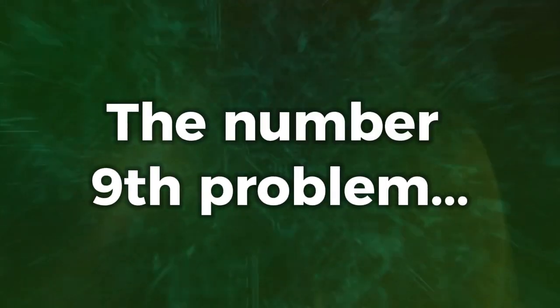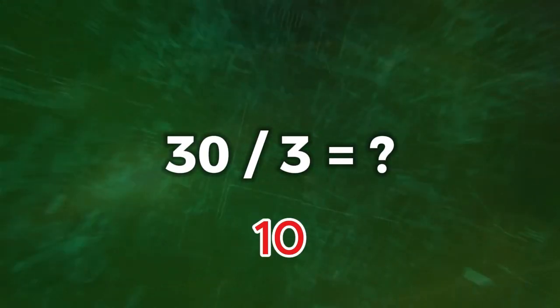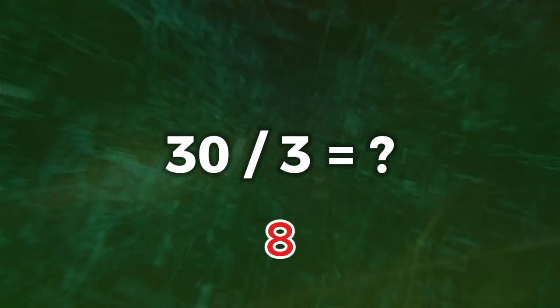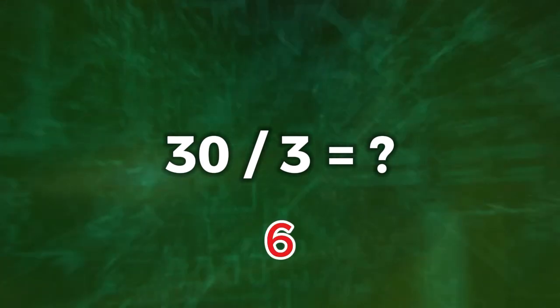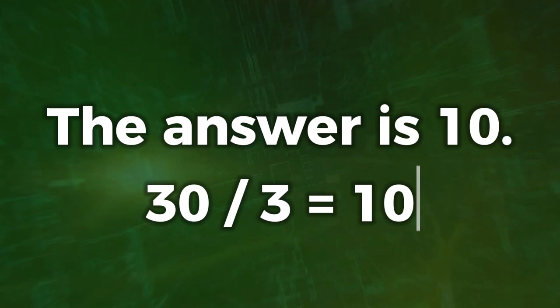The ninth problem. 30 divided by 3 is equal to? The answer is 10. 30 divided by 3 is equal to 10.